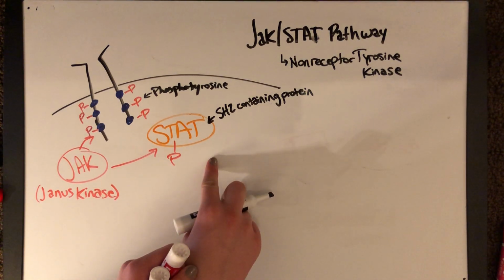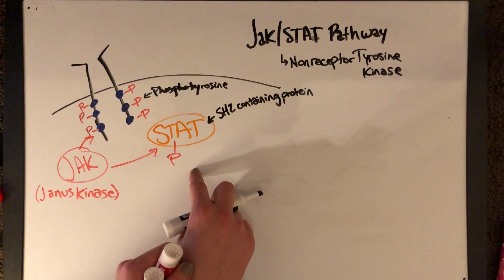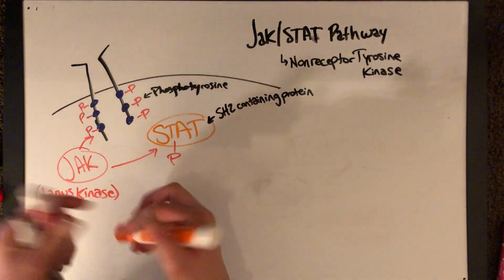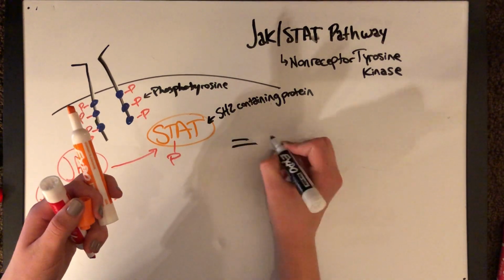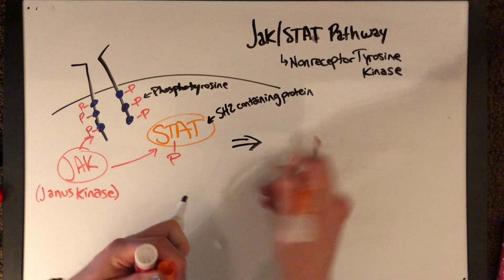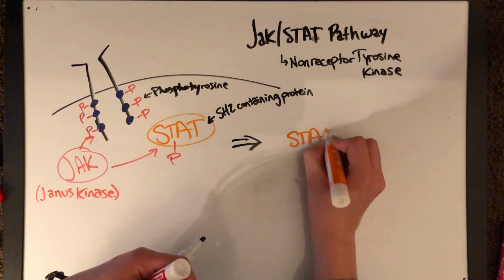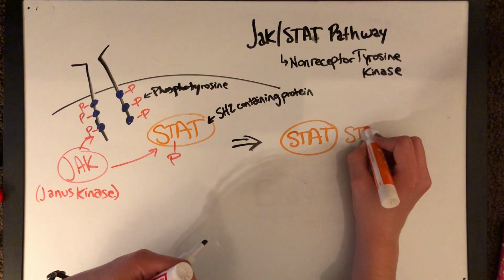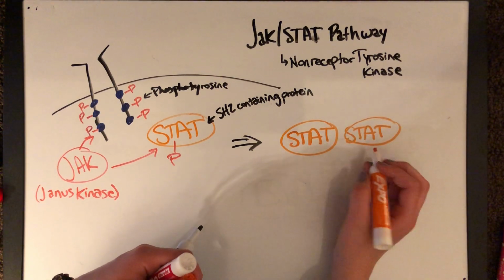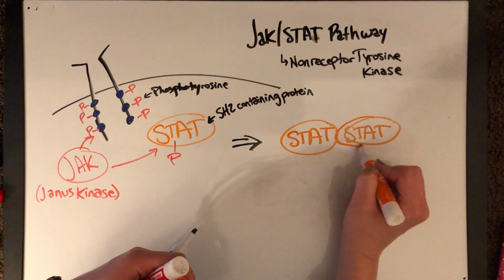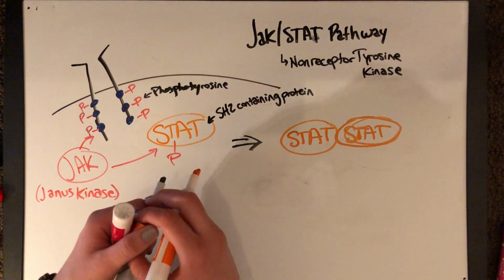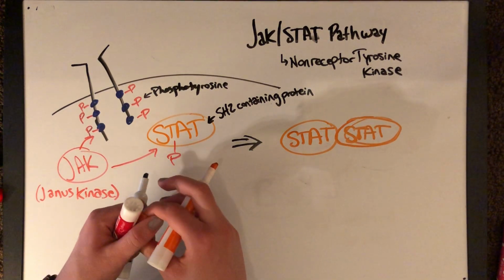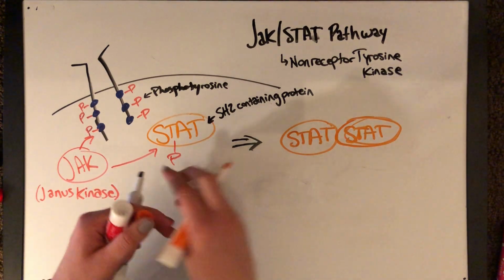JAK is going to phosphorylate STAT. And we're not just going to phosphorylate one STAT, we're going to phosphorylate lots of STATs. So eventually we're going to get enough that two are going to come together and form a dimer. So we're going to have STAT1 and STAT2. Those are supposed to connect. There we go. Okay. STAT1 and STAT2 are going to come together. There's more than two, but two at a time are going to come together and form a dimer.